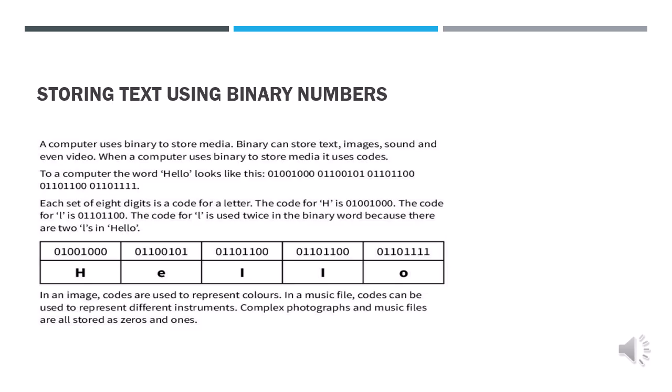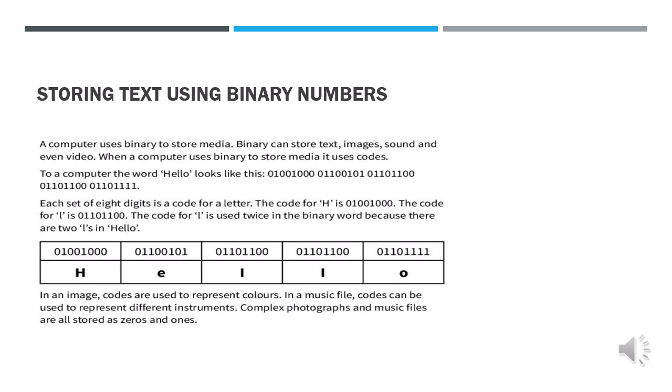The code for L is used twice in the binary word because there are two L's in the word hello. Okay, so the main point is that each letter consists of a total of 8 bits, meaning 1 byte. 8 bits comprise 1 byte.